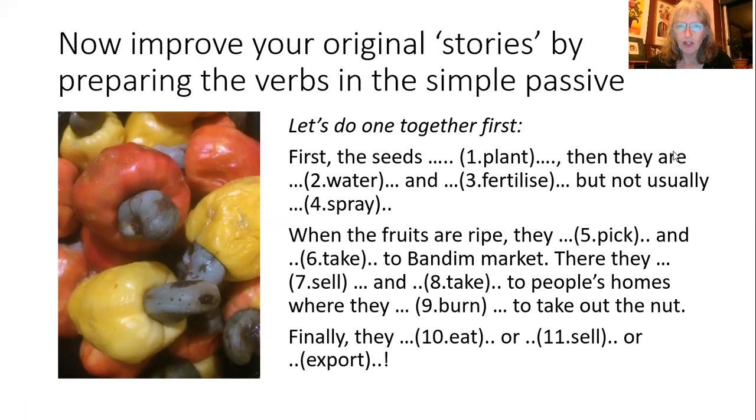Number one is the verb plant, and it's a plural subject, the seeds. So which part of the verb to be do we use? Yeah, are. So we're doing present simple passive, the process, it's always true. First, the seeds are planted, regular or irregular, are planted, yeah?